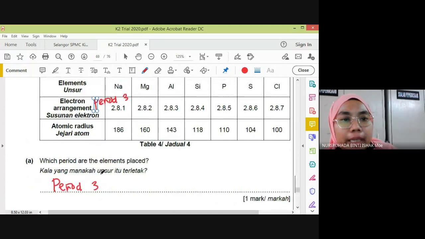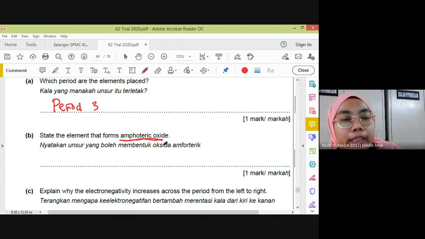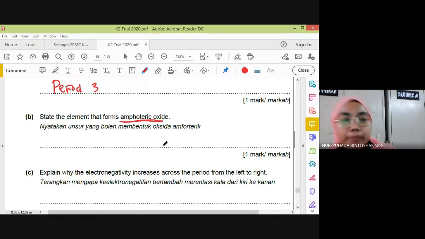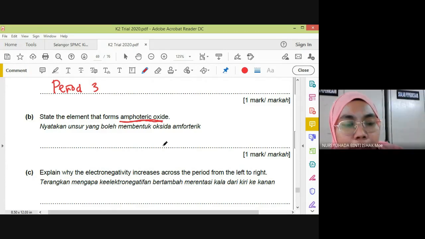State the element that forms an amphoteric oxide. Before that, what is an amphoteric oxide? What is the definition of amphoteric oxide? It can react with acid and alkali. Very good. Amphoteric oxide means it can react with both acid and alkali to produce salt and water.